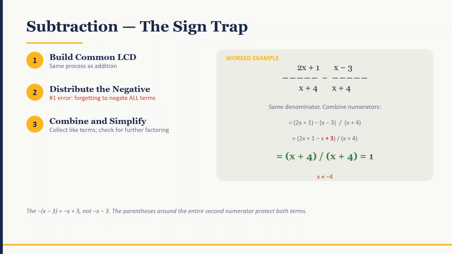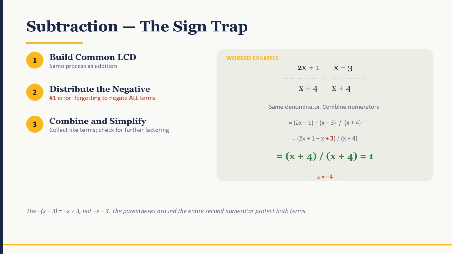Take (2x plus 1) over (x plus 4) minus (x minus 3) over (x plus 4). The denominators are already the same, so we can subtract the numerators directly. But here is where the trap lives. The subtraction sign must distribute across the entire second numerator, not just the first term.